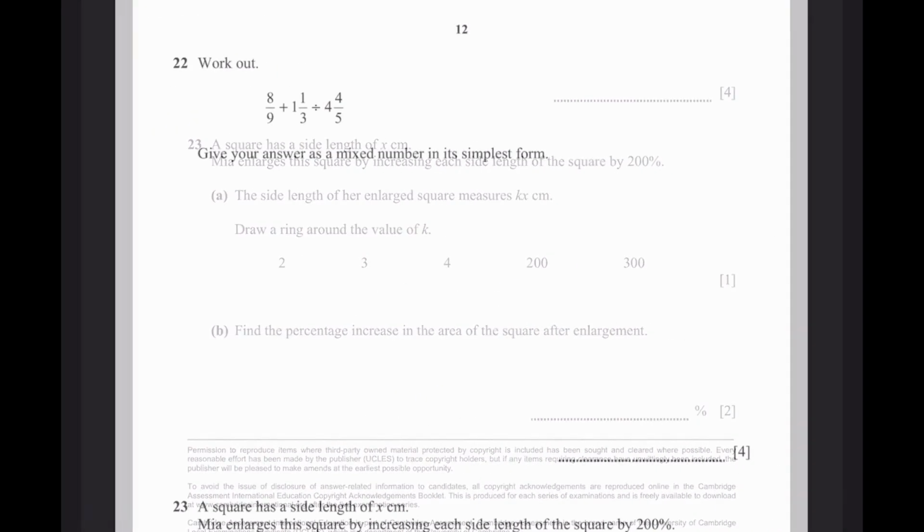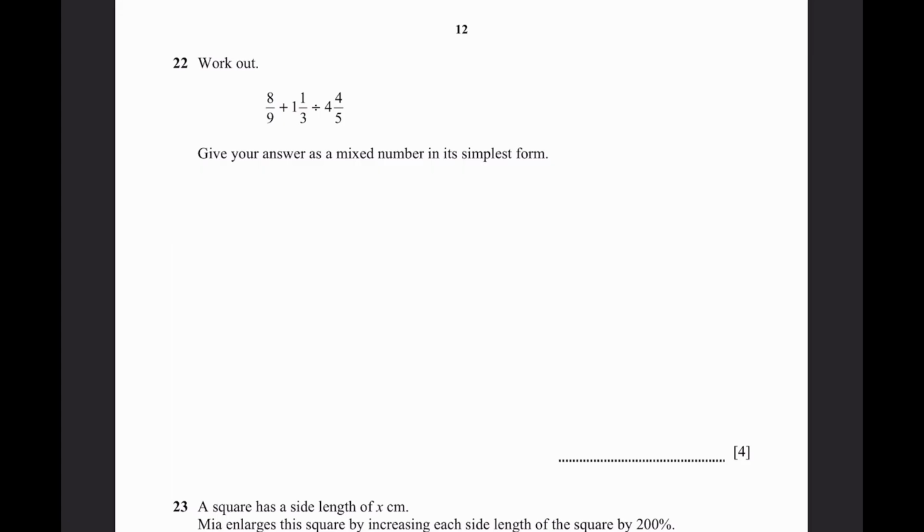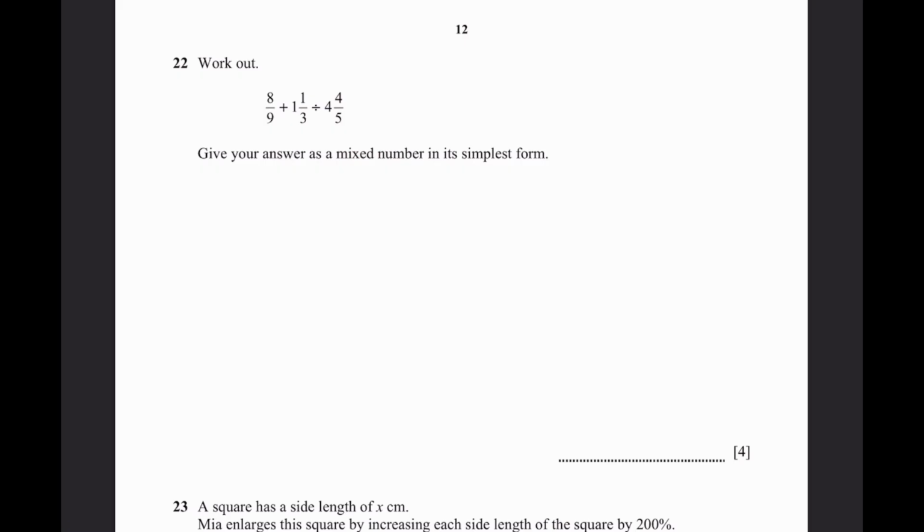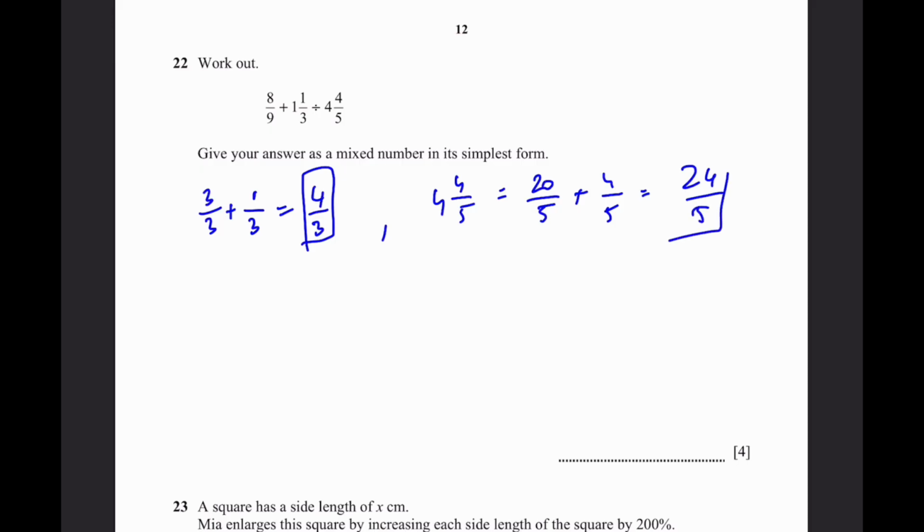Let's go to question 22. Work out 8 by 9 plus 1 by 3 divided by 4 by 5. Give your answer as a mixed number in simplest form. So because of the rules of BODMAS, you have to do division before addition. So let's start with the division here. 1 by 3 will be 3 by 3 plus 1 by 3, which is 4 by 3. And then 4 by 5 will be 20 by 5 plus 4 by 5, which is 24 by 5.